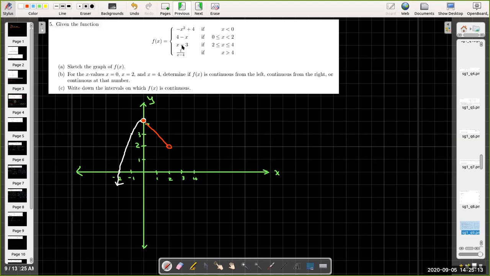The third branch is another line. Its slope is positive 1. I'm going to have solid circles drawn at x equals 2 and x equals 4. So when x equals 2, y would be 2 minus 3, negative 1. So I need to come down here at when x equals 2 and y equals negative 1. And then I go over to x equals 4. Going to have a slope of positive 1. So when x equals 4, y will equal 1. And so I have a line segment with slope equals 1.